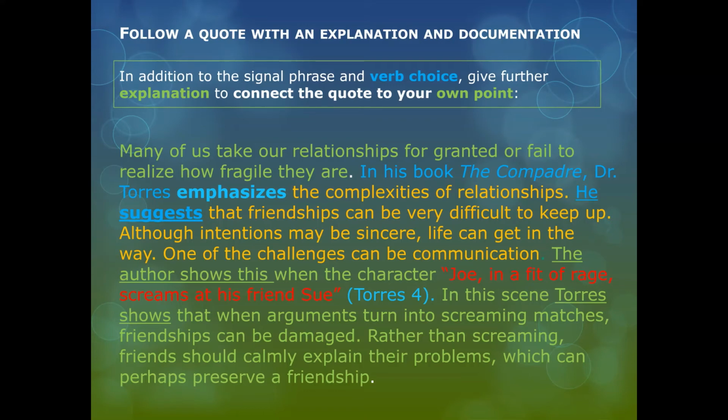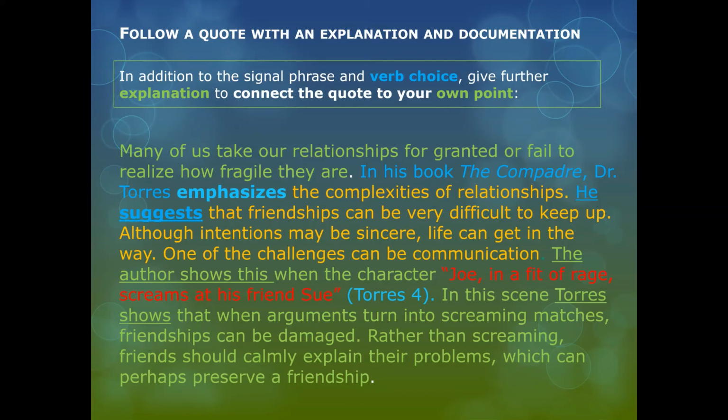And then I give another signal phrase just to make it clear to my reader that I'm still talking about Torres. He suggests that friendships can be very difficult to keep up. Although intentions may be sincere, life can get in the way. One of the challenges may be communication. That is a summary, in my own words, of what Torres is doing in his book, The Compadre. All right. And then I reintroduce the author just to keep it clear for my reader that I'm referring to the author here. The author shows this when the character Joe, in a fit of rage, screams at his friend Sue. So the only direct quote in this whole paragraph is that piece in red right there.